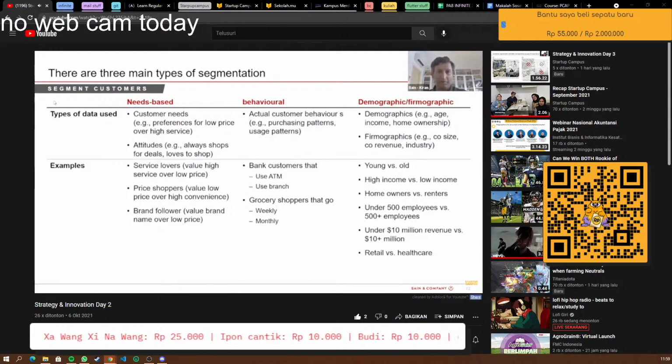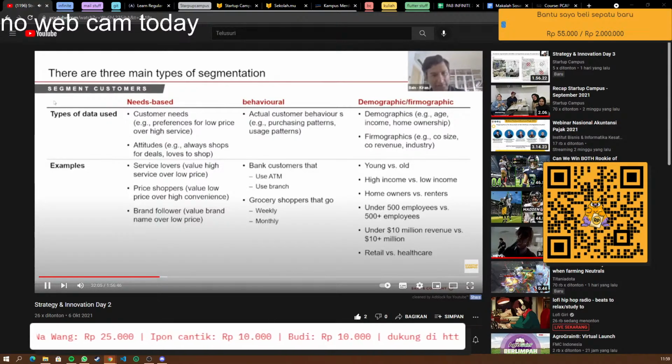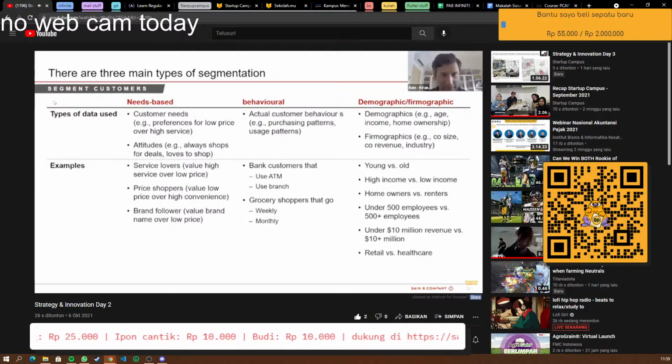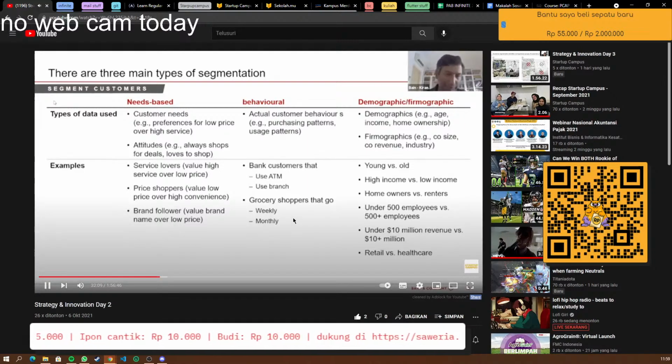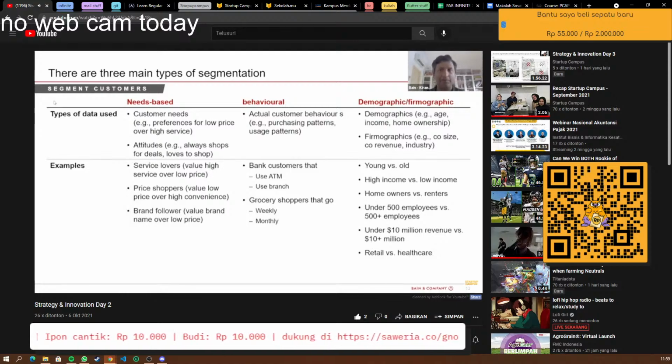So pure demographic. It could be, are you in a high income segment? Are you in a medium income segment? Are you in a low income segment? And I have products and services and value proposition differently. Are you a renter? Do you own a home? How much tax do you pay? Do you work for a company that is more than 500 people? Do you work in a company that has a large revenue?